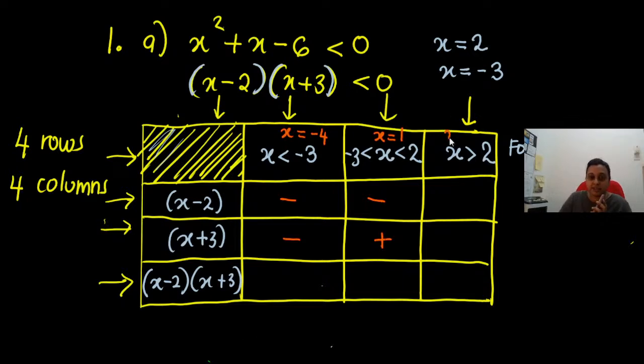Next one. Let's choose any x value that is bigger than 2. So I'm going to choose 3. 3 minus 2, you get 1, which is positive 1. 3 plus 3, which is 6, positive 6. Now what do you do? Combine all the symbols. Negative, negative will be a positive. Negative, positive will be negative. Positive, positive will be positive.